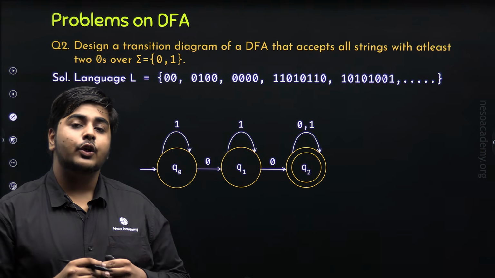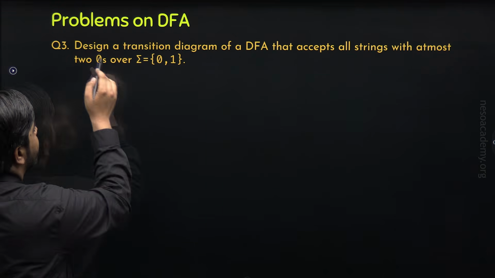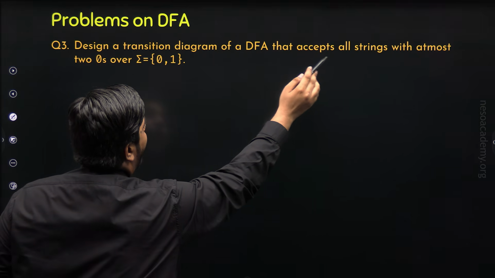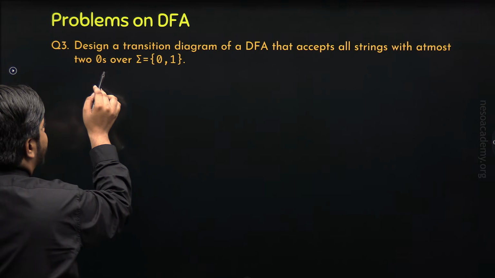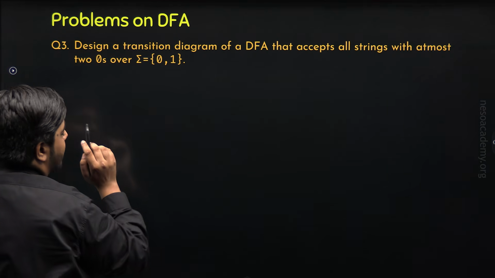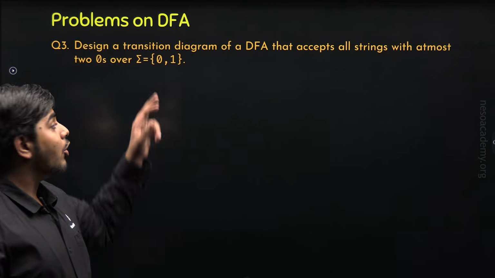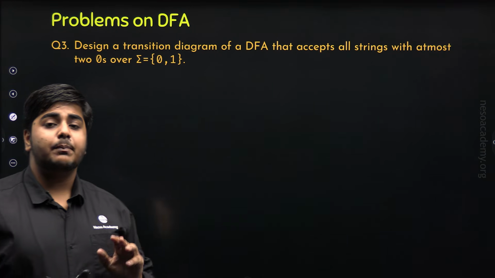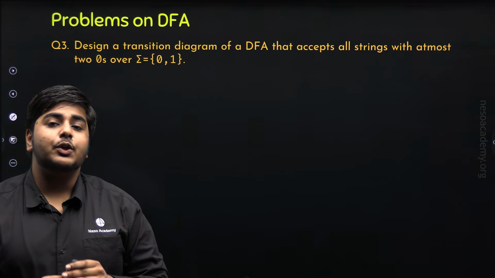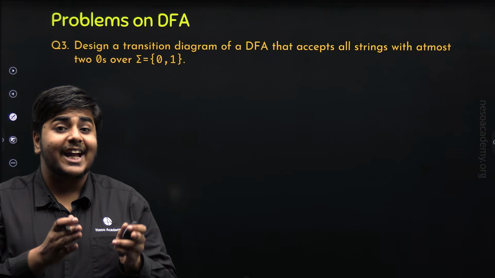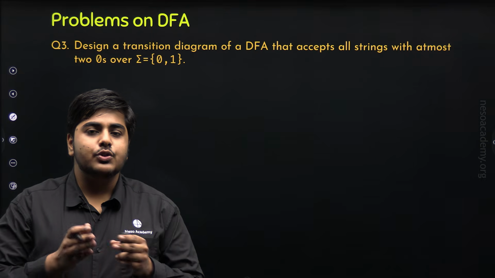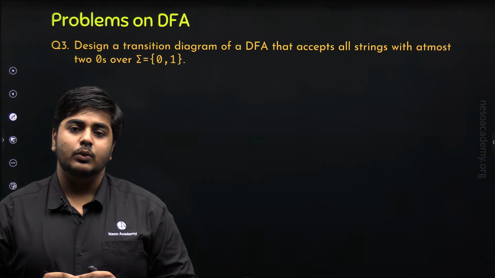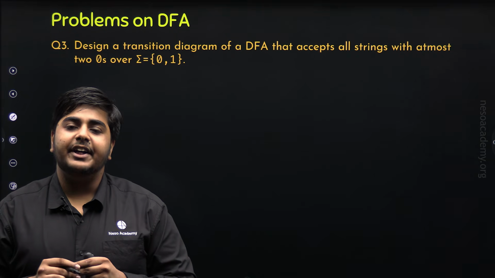Now we will proceed to our problem number 3. Design a transition diagram of a DFA that accepts all strings with at most 2 zeros over the alphabet 0, 1, which means you are required to draw a transition diagram of DFA that accepts all strings made up of zeros and ones having at most 2 zeros. Now, what is at most 2 zeros? At most 2 zeros means that the number of zeros should be less than or equal to 2. Number of zeros should not be greater than 2.